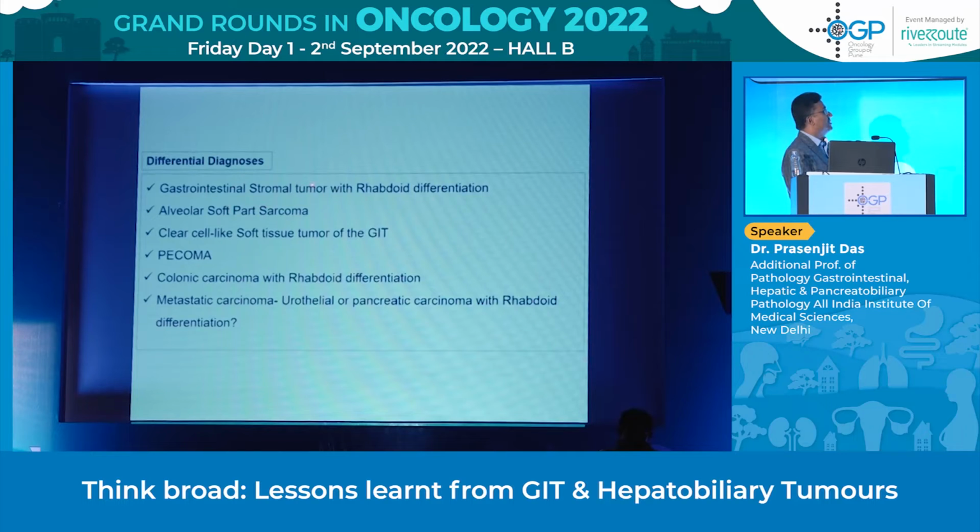It is a gastrointestinal stromal tumor because of the site and being closely related with the muscle, with rhabdoid differentiation, because we can see this differentiation in GIST also. Rare, but alveolar soft part sarcoma I kept as a differential because of the pseudo-alveolar arrangement. Clear cell-like soft tissue tumor of the GI tract can show this type of appearance. Very rarely PEComa can show it. Colonic carcinoma with rhabdoid differentiation we should never forget. And metastatic carcinoma we should keep in the differential diagnosis of any such tumors, like urothelial and pancreatic carcinomas, which can show rhabdoid differentiation.